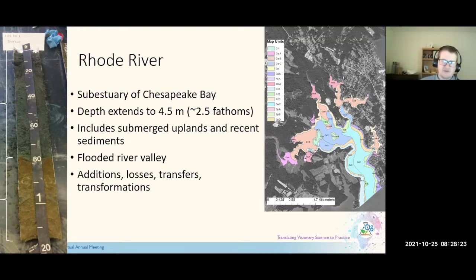I've been involved in 3 of these now. 4, I think, actually. 1 on the other side of the bay as well. Road River extends to a depth of about 4.5 meters. That's about 2.5 fathoms for those of you who've been paying attention to the fathom units.